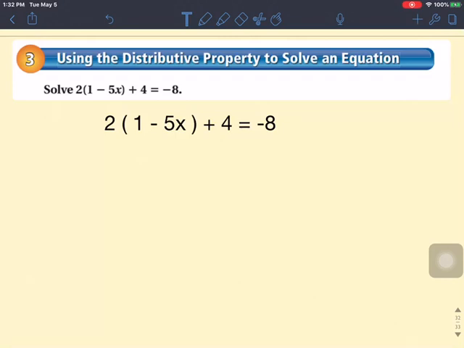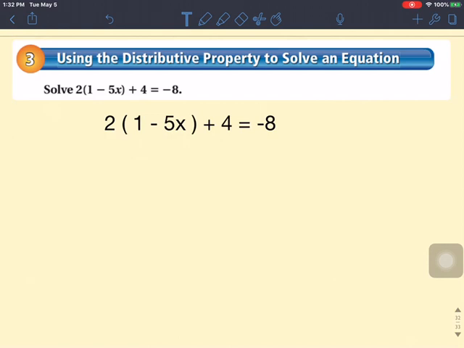All right, Cedar Crest Chargers, as you can see from the title up top, it's using the distributive property to solve an equation. So this is a combination of what you've been practicing the last day or so of just using the distributive property and solving a two-step equation. So there's several steps here.